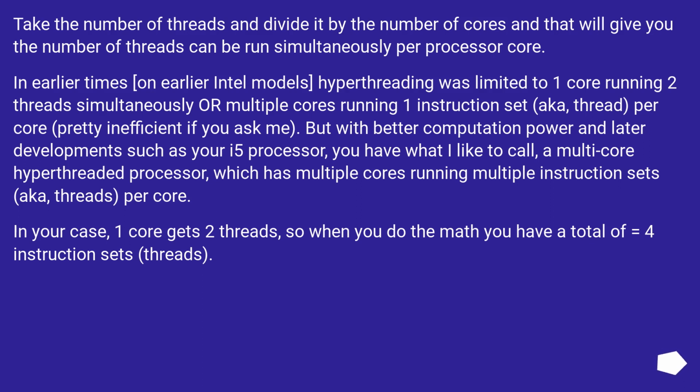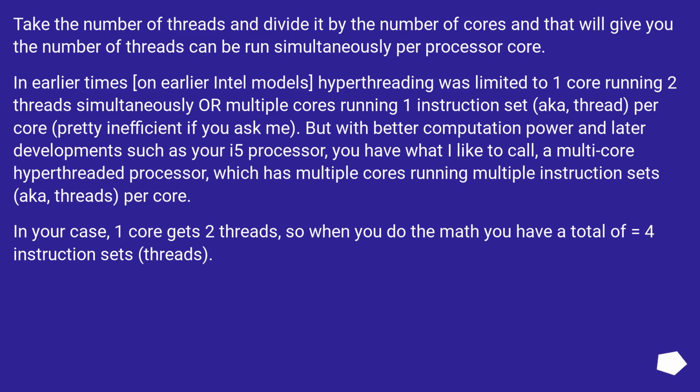Take the number of threads and divide it by the number of cores, and that will give you the number of threads that can be run simultaneously per processor core. In earlier times, on earlier Intel models, hyperthreading was limited to one core running 2 threads simultaneously or multiple cores running one instruction set, aka thread, per core. Pretty inefficient if you ask me.